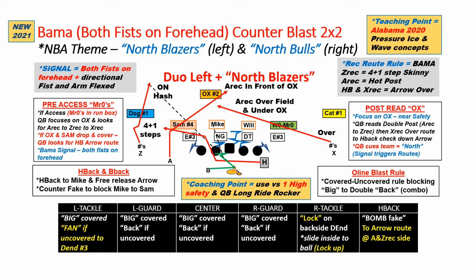Signal here now is both fists on the forehead. Out of 3x1, nothing changes. Everybody's locked into the same routes. The H just does his bomb block from the call side versus the back side. Same run through fake in the bomb block to the arrow in the flats. We again have the double post on the ox outside in with the high-low on the ox with the A and the Z and the X.